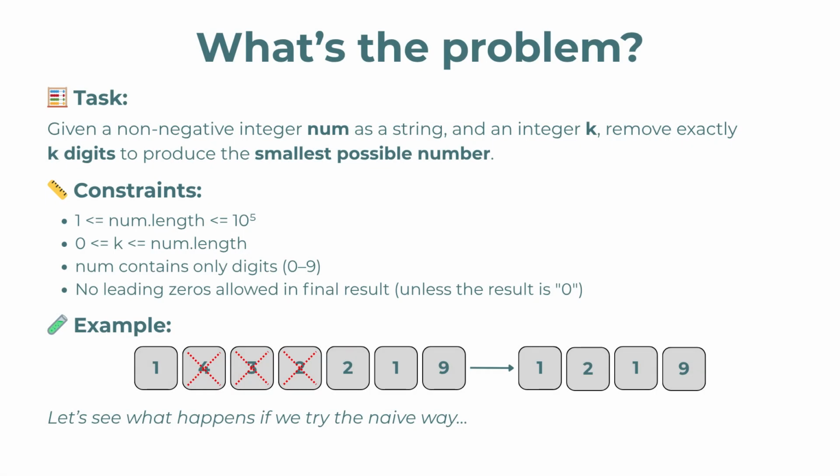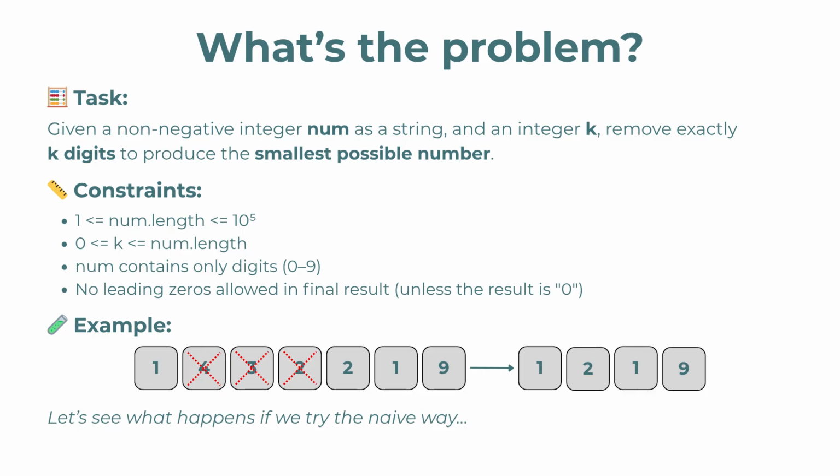You're given a number as a string and an integer k. Your goal is to remove exactly k digits so that what's left is the smallest possible number. You can't rearrange digits, and you can't leave any leading zeros unless the result is literally just 0. In this example, we remove 3 digits from 14322219 and end up with 1219.